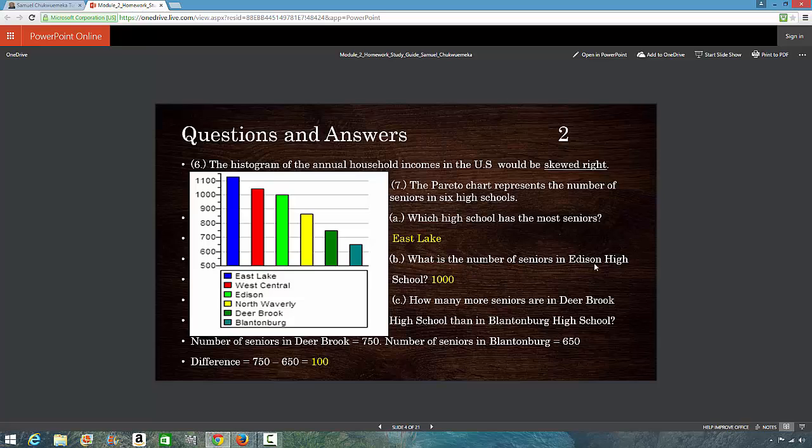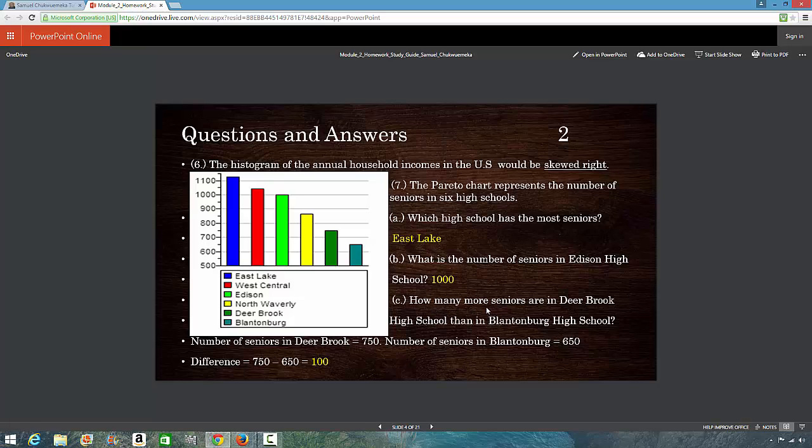What is the number of seniors in Edison High School? Edison is the light green, or is it lime? Is it lime color or light green? So Edison is about 1,000 students. You see it right here. That is interpretation of data. Okay, interpretation of data in a Pareto chart.